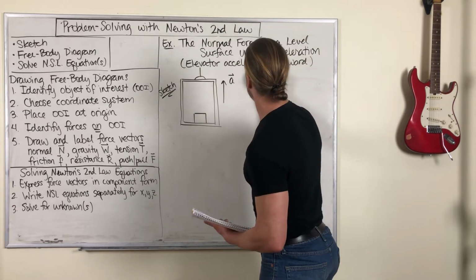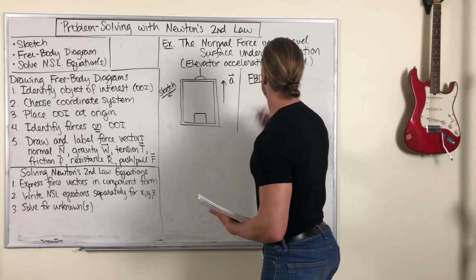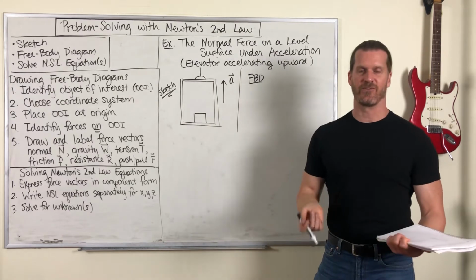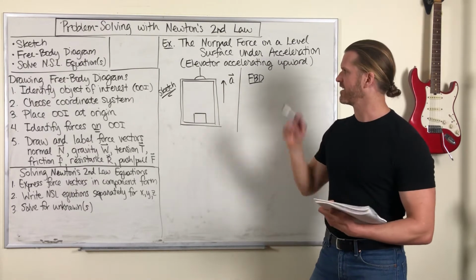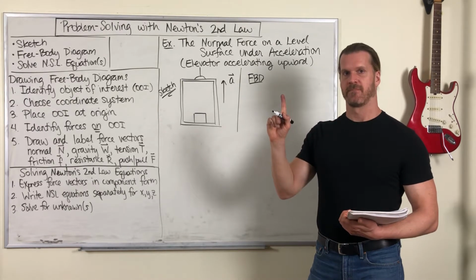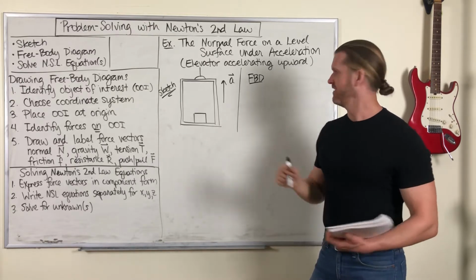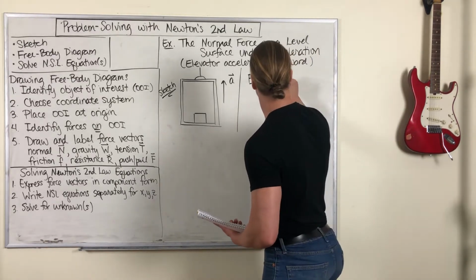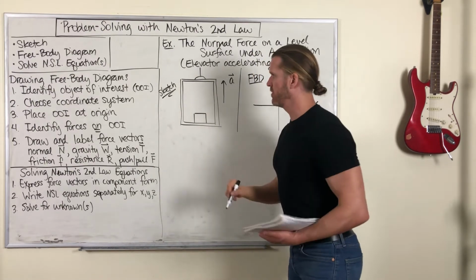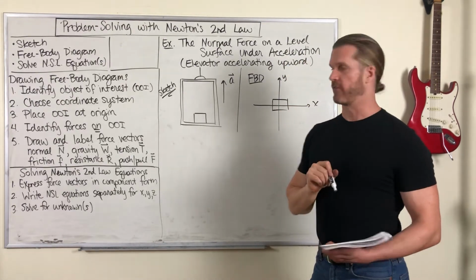Let's draw our free body diagram. Identify the object of interest. It's still the box. It's not the elevator. It's not the elevator cable. Choose a coordinate system. Up as y and horizontal as x. Still a good coordinate system. Place that object of interest at the origin. Identify forces.